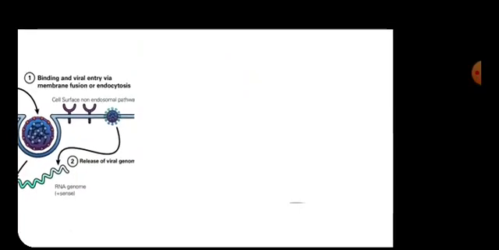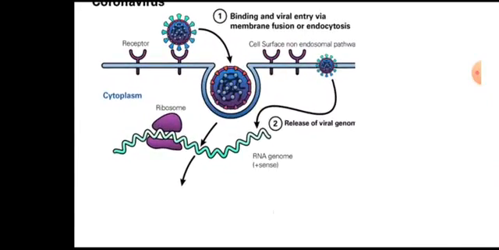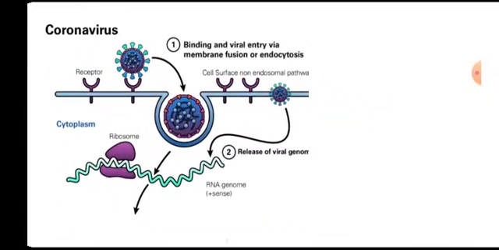This is how the endocytosis occurs. You can see that the virus is being taken inside along with the cell membrane. And then the next step is release of the viral genome. Now this coronavirus is an RNA-containing virus. So the genetic material is RNA, single-stranded RNA, which is also called positive strand.